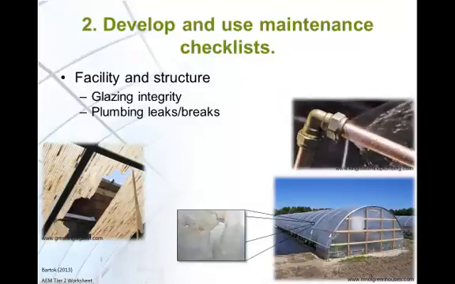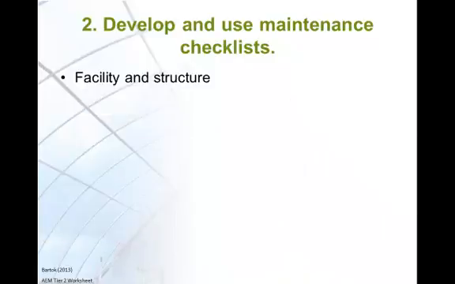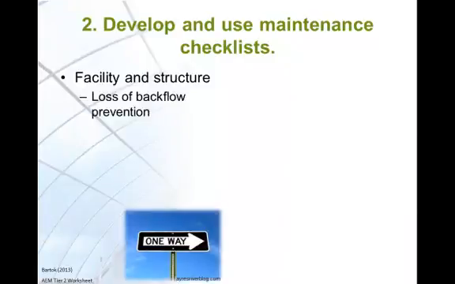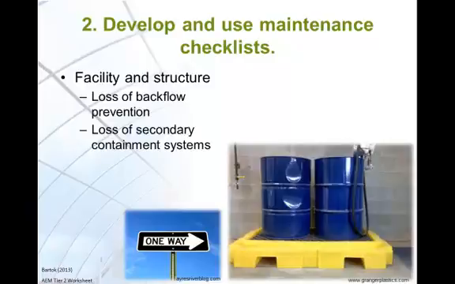Check for plumbing leaks or breaks and repair promptly. A leak of 1 drop per second loses 113 gallons of water each month. Check for loss of backflow prevention in fertigation systems. Losing backflow prevention can contaminate the water supply with fertilizer chemicals. Secondary containment systems are designed to hold fluids in the event of a leak or spill. Loss of secondary containment system risks environmental contamination if a spill were to occur.